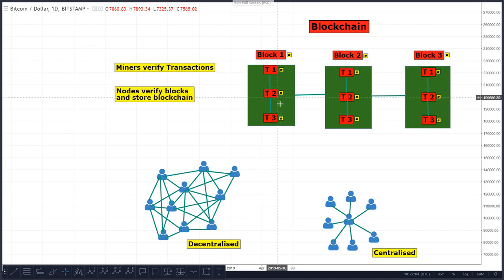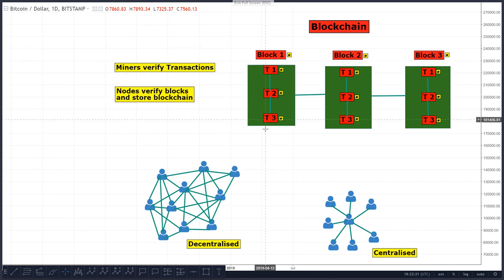Now, I've just done 3 transactions here, but obviously there can be many, many transactions. This is just a very simplified diagram. So once you get your long sequence of transactions, all with sequential hash codes, you get a block, and that block itself is also given a hash code.